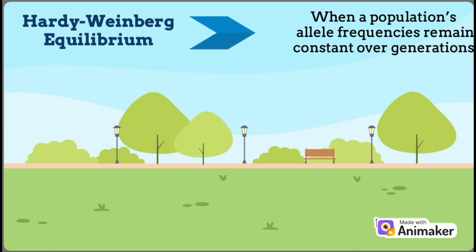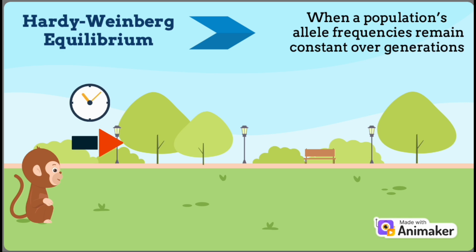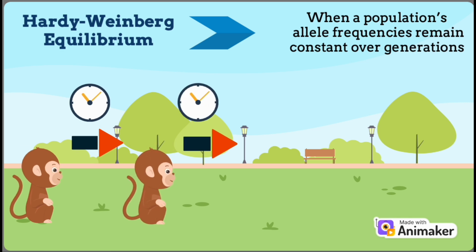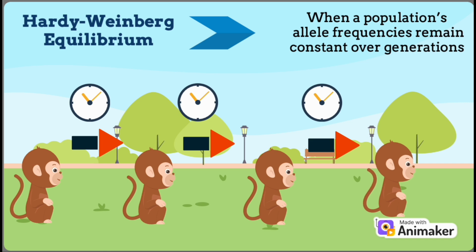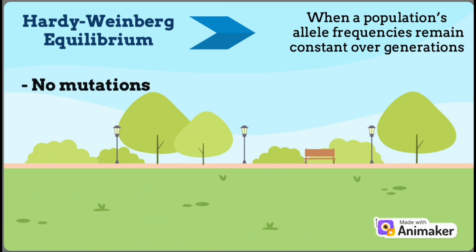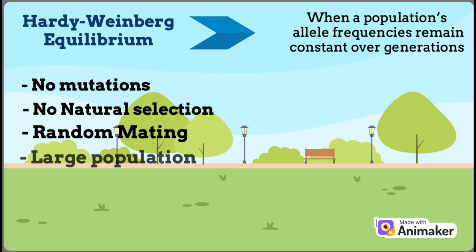The Hardy-Weinberg equilibrium is a phenomenon that occurs when a population's allele frequencies remain constant over generations. For this to happen, a couple of requirements have to be met. First of all, there can be no mutations, there can be no natural selection, random mating must occur, there must be a large population, and there can be no gene flow.